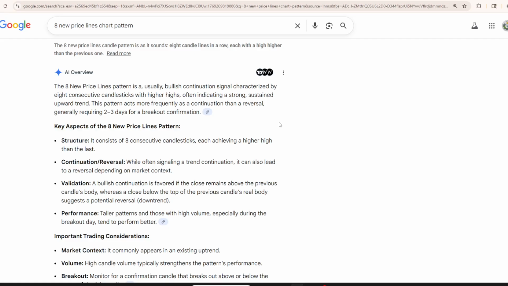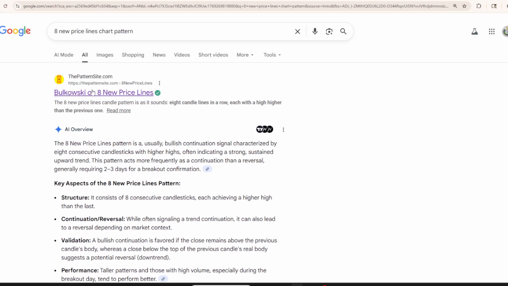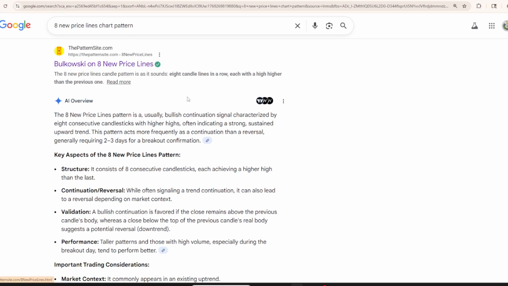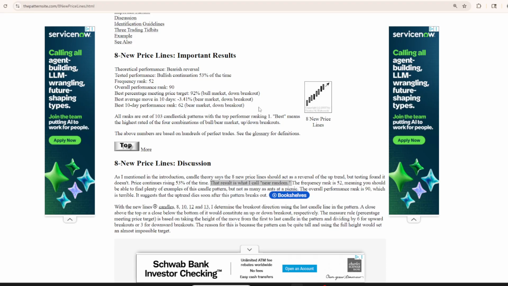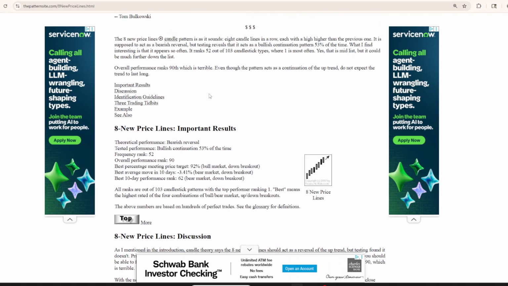For today's lesson, we're going to talk about a pattern called 8 new price lines. Now, there's other variants of this. Bulkowski's got information on 8 new price lines. I'll show you in a second. There's also 8, 10, 12, 13, and the concept is the same, but I'll show you just the overview from Bulkowski. And just the idea is that you have a new high each time, right?